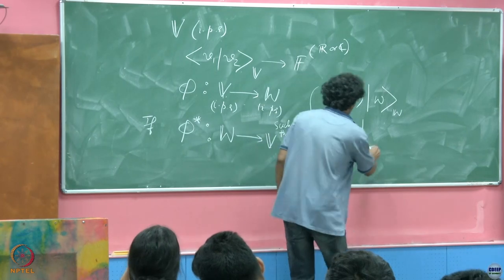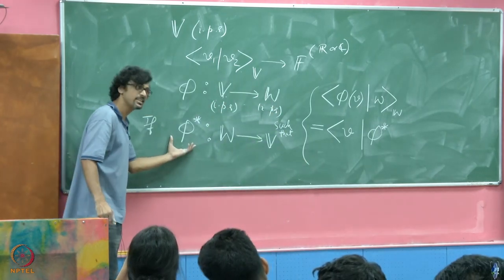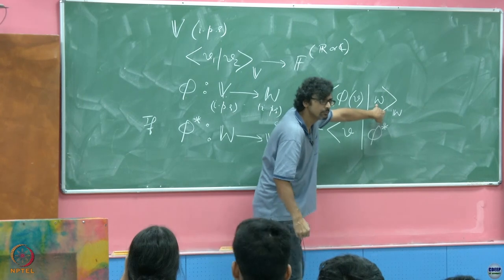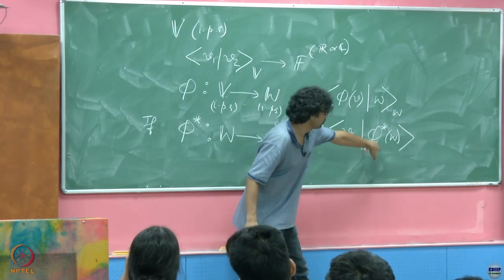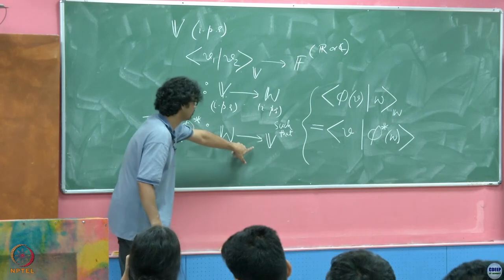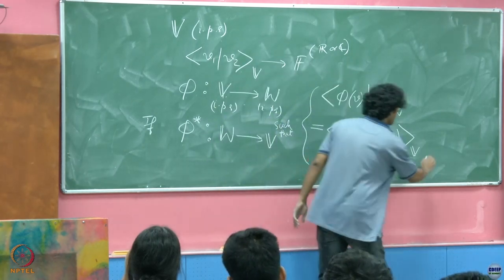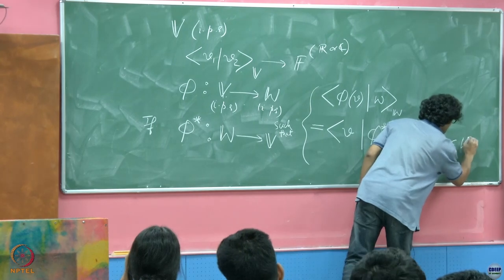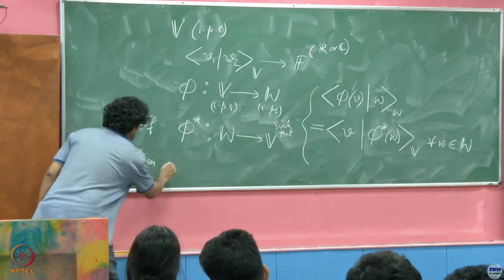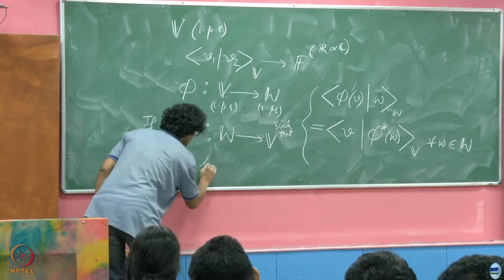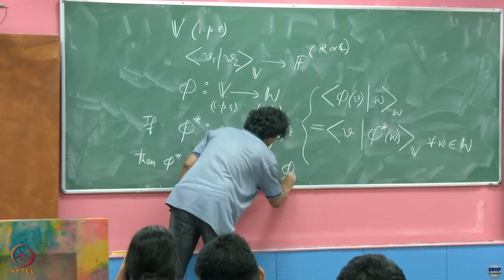Now, I'm saying that if instead you had allowed this transformation phi star to act on that chosen arbitrary w, so that the inner product of v with phi star acting on w, where is this dwelling now? This is the inner product defined in the vector space V. For all w in W, right? Then phi star is the adjoint of phi.